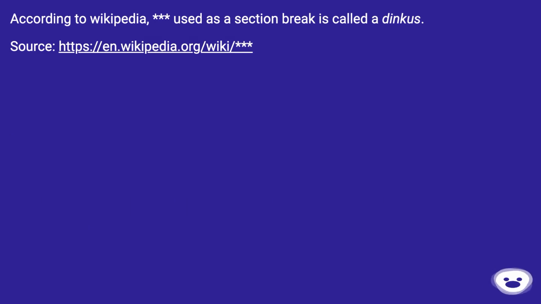According to Wikipedia, the three-asterisk mark used as a section break is called a dinkus. Source: this URL.